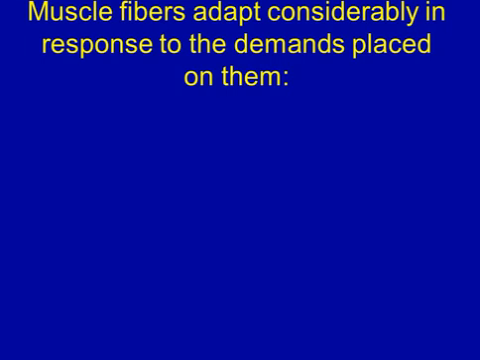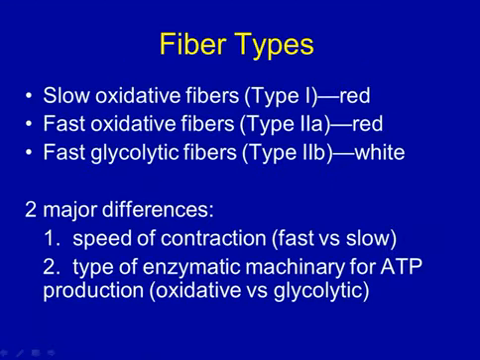Something to help you think about it. So now you've got a couple examples: the types of runners and then the type of meat in animals. All right, muscle fibers adapt considerably in response, and I kind of already said this. What's the type of fiber that can change?